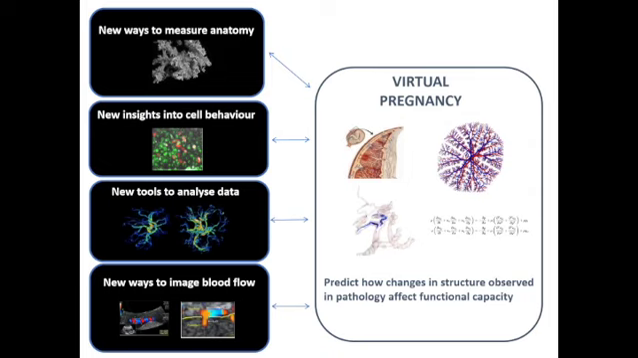So this slide really summarizes what my group is aiming to do. We're looking all the time to find new ways to measure structure and function in pregnancy. So that might include ways to measure what the anatomy of pregnancy looks like and of the placenta, trying to bring new insights into how cells behave in the placenta and bring that anatomy and cell behavior together, new tools to analyze imaging data in pregnancy, and ultimately new ways to clinically image blood flow. We bring that all together via a virtual pregnancy.